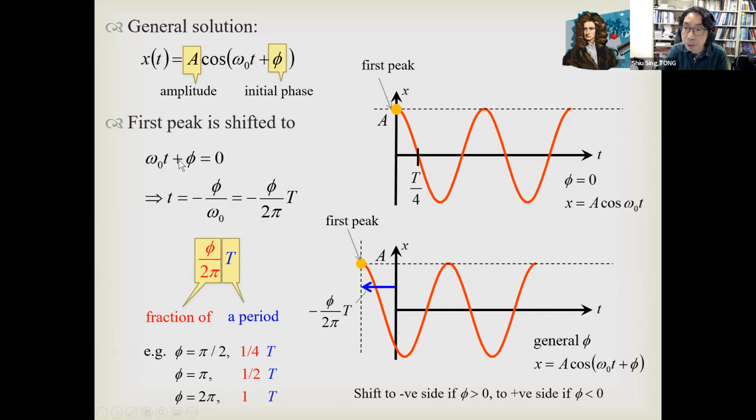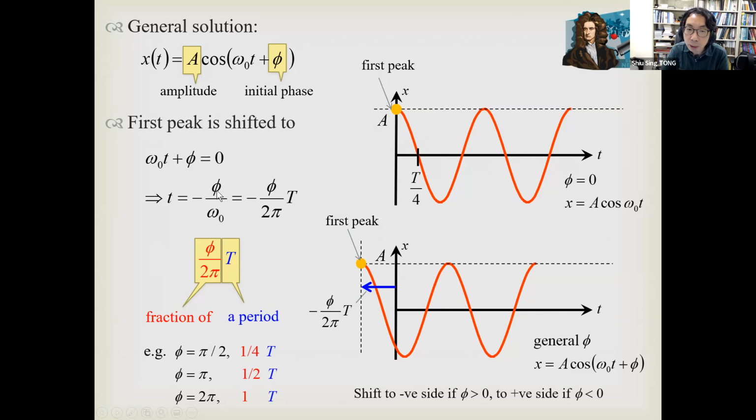So that means for phi equal to 0, the first peak is of course at t equal to 0. But if I have a phi, then the first peak is still identified by the fact that the expression inside this bracket is equal to 0. That corresponds to omega naught t plus phi equal to 0. So the first peak position has been shifted. It's no longer at t equal to 0, but is at t equal to minus phi over omega naught.